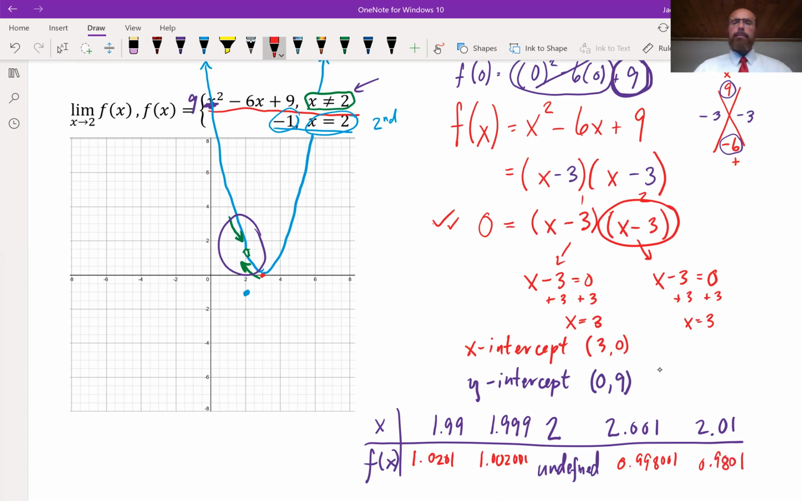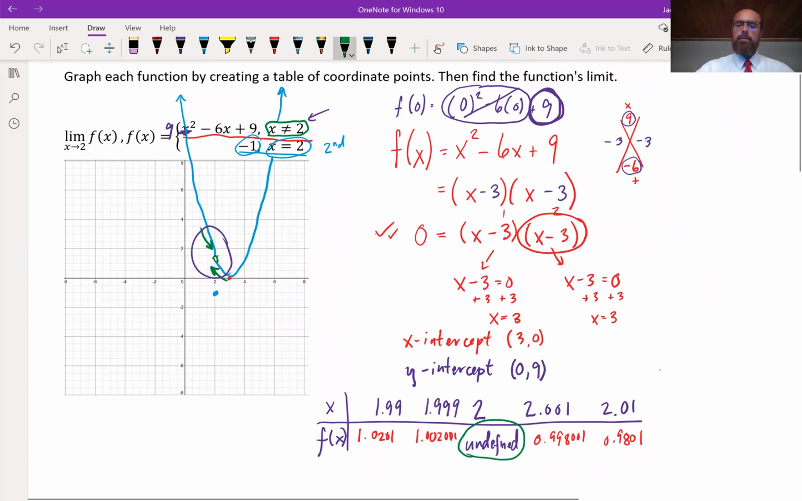2.01 is 0.9801. And remember, when we're calculating a limit with a table view like this, really what we're saying is, what should that missing piece be? If I've got this undefined y value in between 1.002001 and 0.998001, what's a reasonable guess for what that y value should be, squeezed in between those two y values? What would you say that should be? Excellent. That's got to be 1.